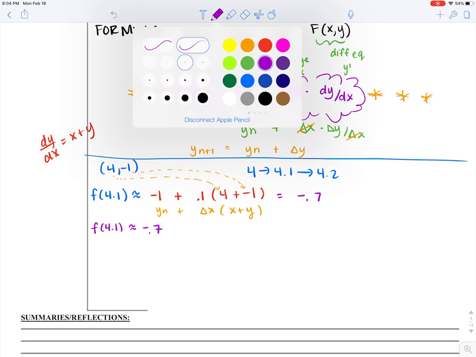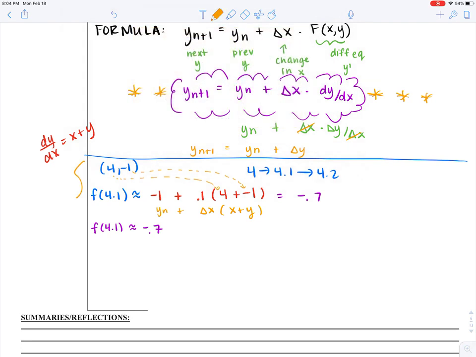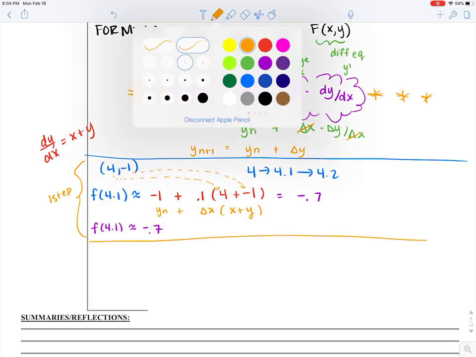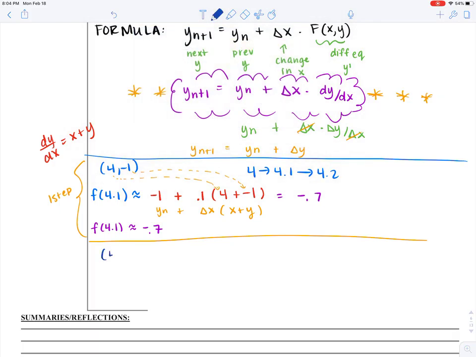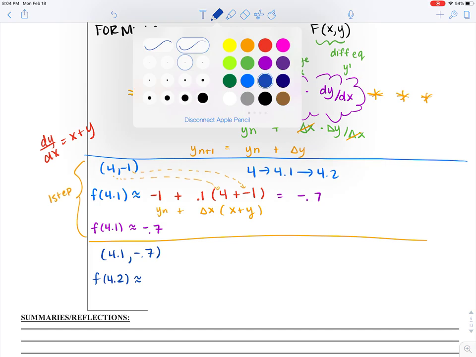So what we've just done is we've taken one step. This is one step, and I'm now at a new point. My new point, that's a terrible color, is 4.1 comma -0.7. And so this is the point I'm going to use in all of my calculations. And if I want to find f of 4.2 and take my second step, we're going to be using an approximation coming from this point.